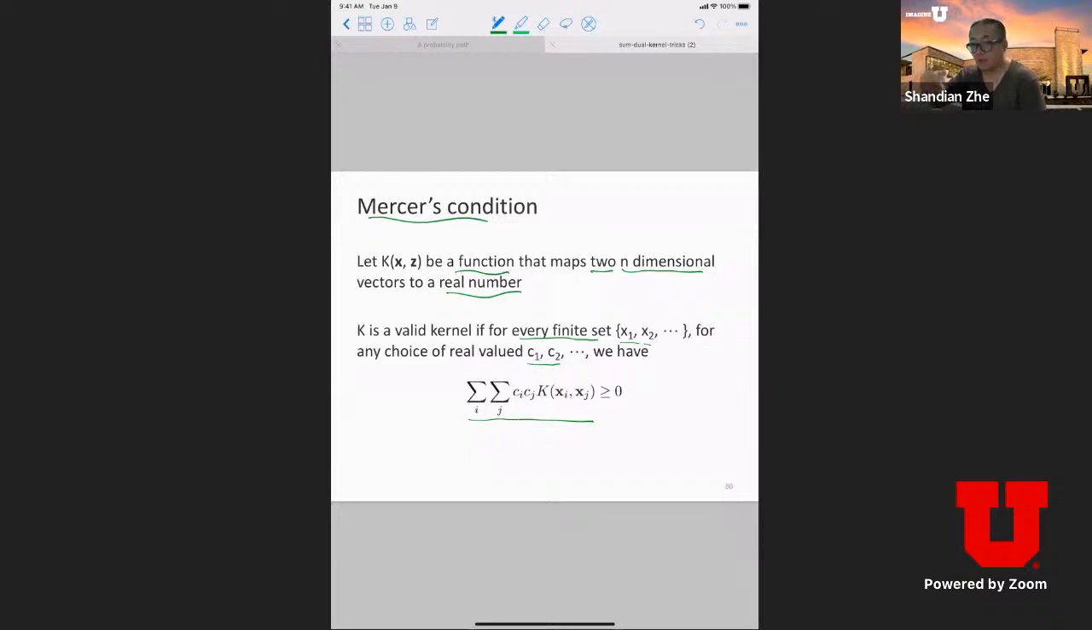If you write it down in matrix-vector form, this is essentially saying c transpose K c is non-negative, where K is the kernel matrix. This is the definition of positive semi-definite, and c here consists of all the coefficients c1, c2 and so on.